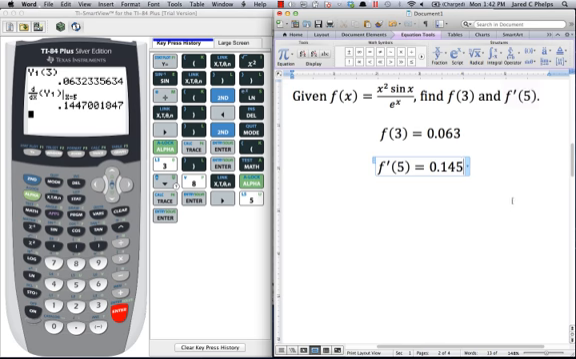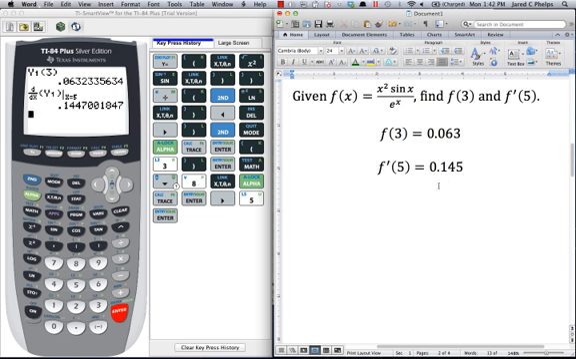And you should be thinking about that for a second. But it should be easy. Because this derivative is positive, it means that my function is increasing at that value.